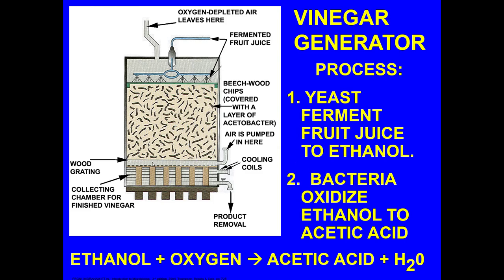You're going to pump air up this direction, okay? As it gets up to this top part, you've already basically depleted a lot of the oxygen, all right? You've got a wood grating here, and you've got cooling coils, because as this process goes on, some amount of heat is released, okay? And as you can see from this formula down here, ethanol plus oxygen is going to leave you with acetic acid and H2O. So this chamber here basically collects the finished vinegar, and then you have the product removal here by this spigot.